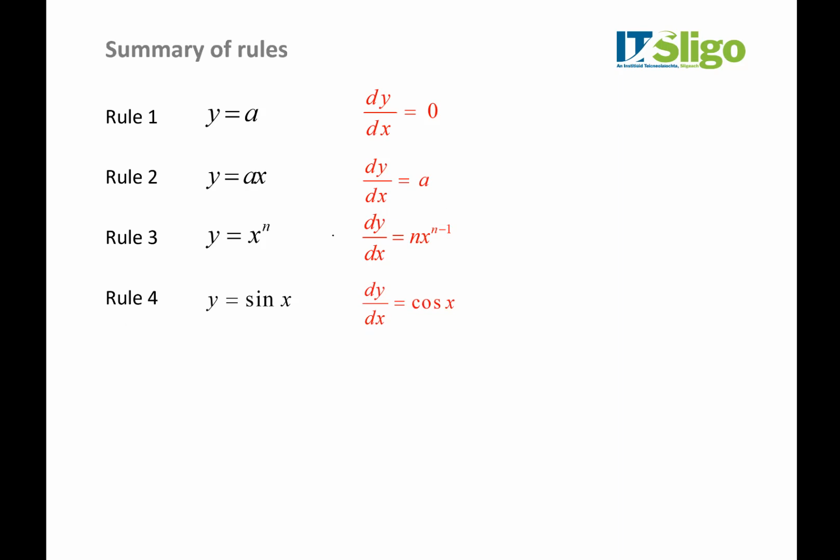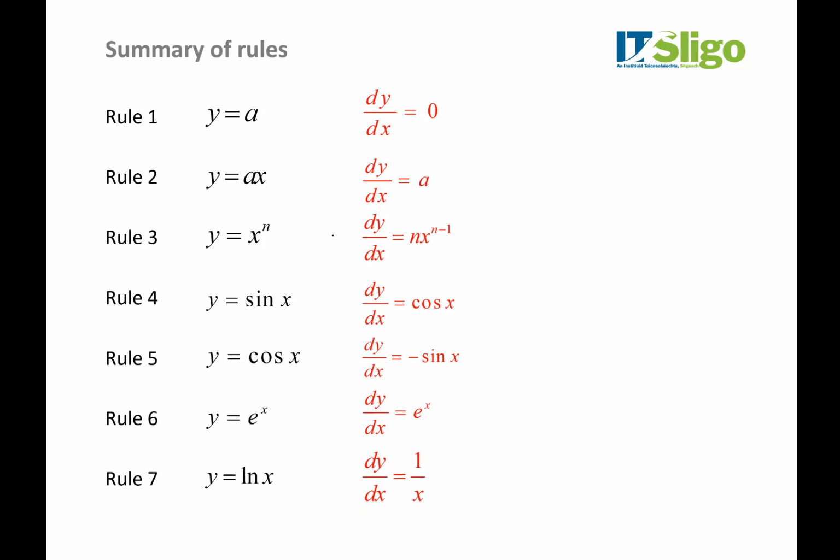The derivative of sine x is cos x. The derivative of cos x is minus sine x. The derivative of the exponential function e to the power of x is itself, e to the power of x. And the derivative of the natural log function is 1 over x. So we'll see these. I won't really go over them again, but we'll just introduce these in the coming lecture again.